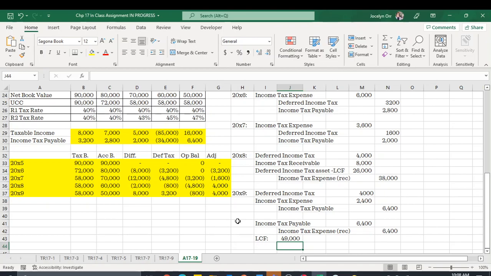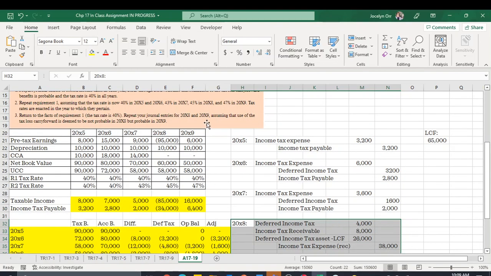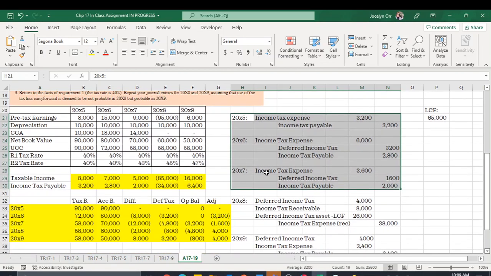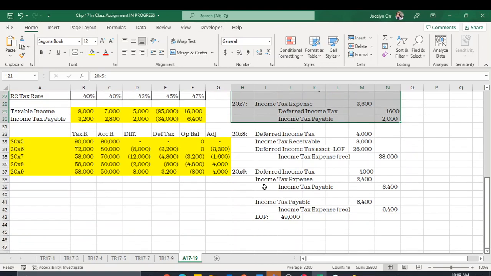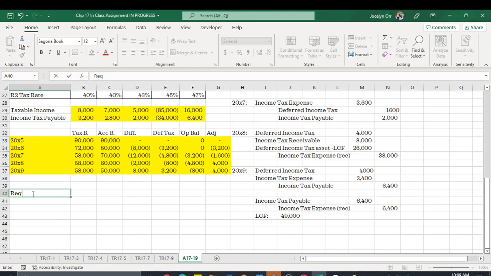Right? So, like I said, I want to kind of jump to requirement 3 for a minute and just look at what the difference is going to be in these entries if the carry forward is not probable in 20x8 but is probable in 20x9. So all of these entries are going to remain the same as requirement 1. Nothing is changing there. So what's going to look a little bit different is going to be for 20x8 and 20x9.